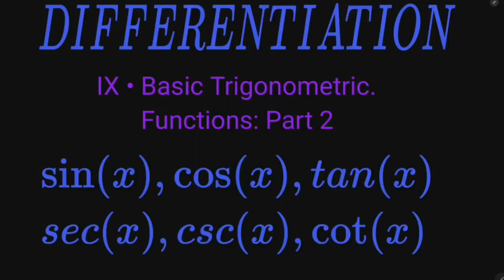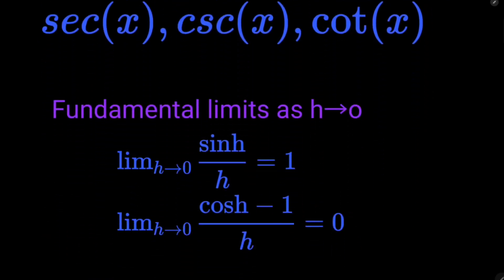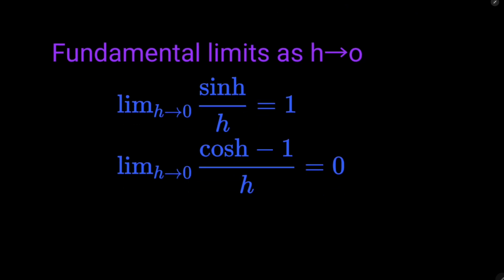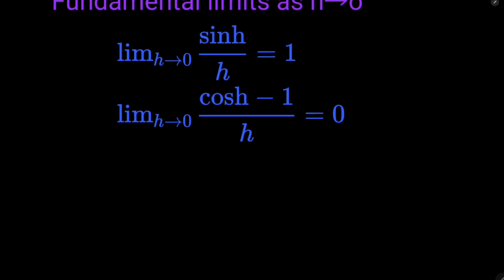In this session, we are going to work on the differential of trig functions, that is sec x, cosec x, and cot x. In order to do this, first of all, I need to recall the fundamental limits as h tends to 0 of sin h and cos h, which says that the limit as h tends to 0 of sin h on h is equal to 1, and the limit as h tends to 0 of cos h minus 1 on h is equal to 0.